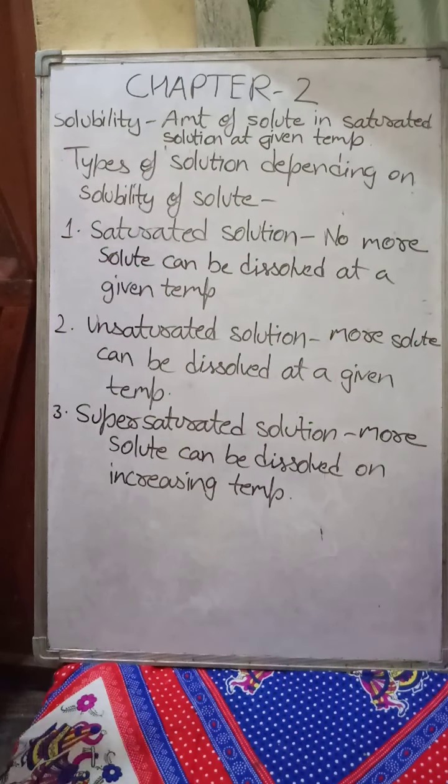So for example, if you have to make a saturated solution of salt or sugar, you have to add the maximum amount of solute that can be dissolved. In case of salt, 36 gram of salt can be dissolved in 100 gram of water. So these are the types of solution depending upon the solubility.